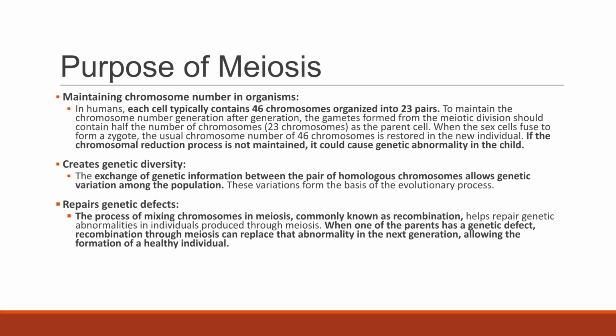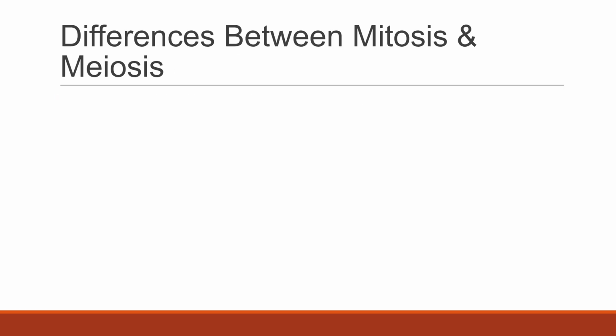The purposes of meiosis include maintaining the correct chromosome number in organisms by forming haploid gametes. Meiosis also creates genetic diversity through the exchange of genetic information, which is key to evolution. Additionally, it helps repair genetic defects through recombination. Next, we will review the differences between mitosis and meiosis.